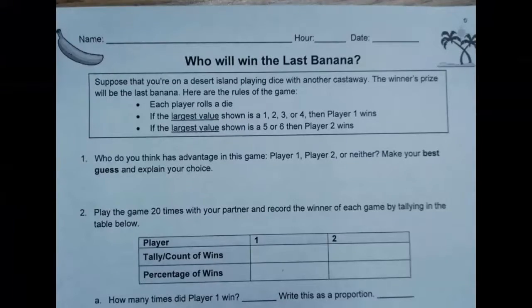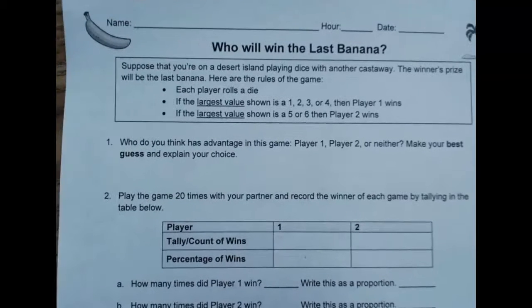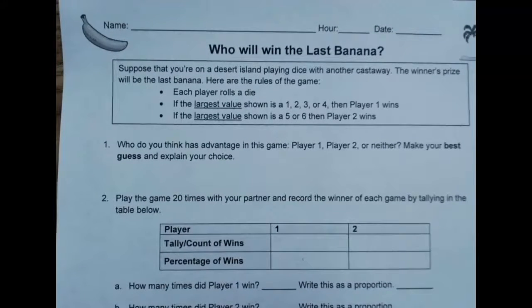This video on probability models, basic rules of probability. By the end of this video, you should be able to give the probability model for a chance process with equally likely outcomes and use it to find the probability of an event. You should also be able to use basic probability rules, including the complement rule and the addition rule for mutually exclusive events. So today we're going to talk about who will win the last banana.